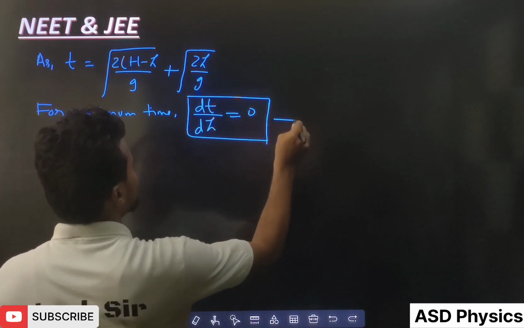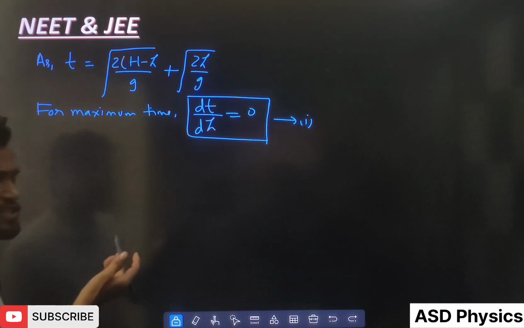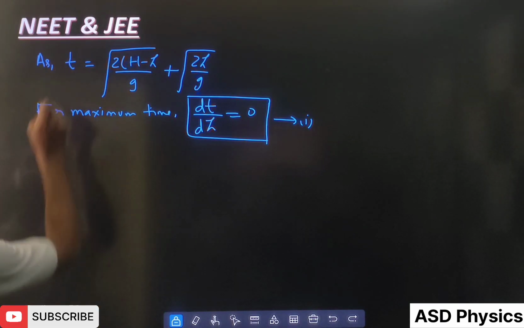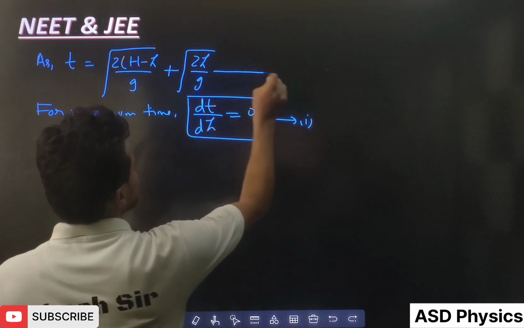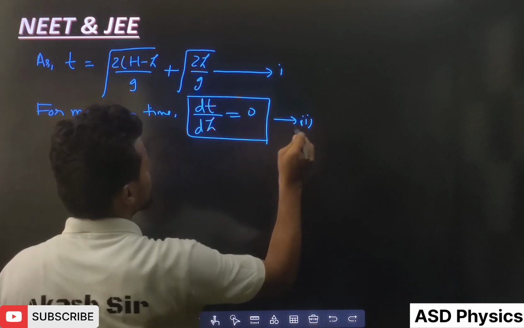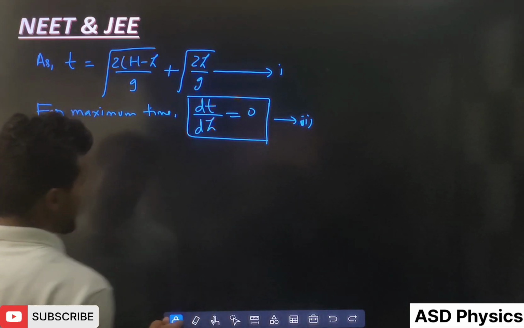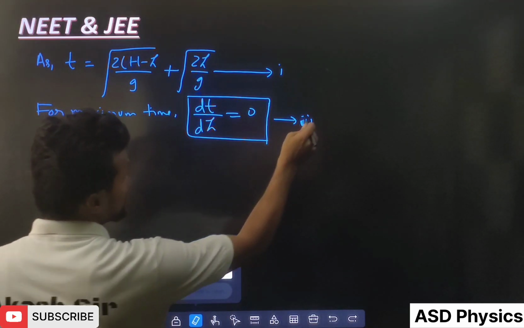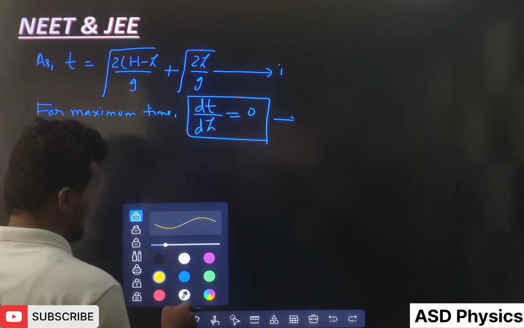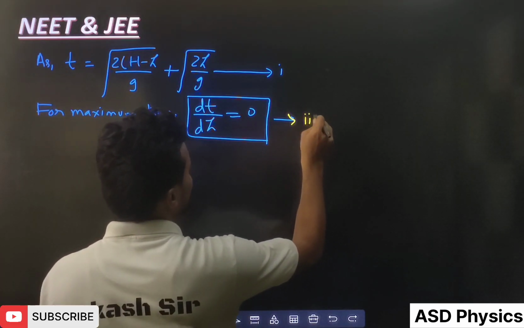And this one I will make the equation 1, because h is the variable with respect to time. So let's take this as equation 1 and this as equation 2. Let me write it clearly. This here is the equation 2.